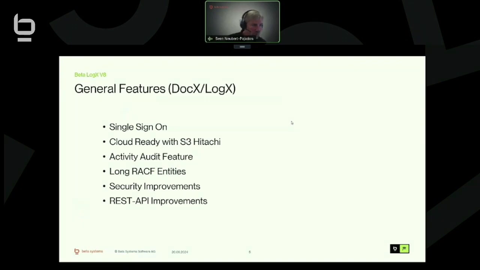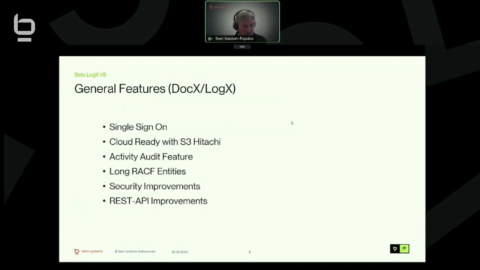First of all, there is the single sign-on that was briefly mentioned by Marcus in the session on Beta View. Then it is important that we are now cloud ready for S3 archiving with the Hitachi flavor. Activity audit feature, that's something I will briefly talk about. Then we have long RACF identities that we support with the new version 8. Security improvements have been included. And as usual, for the last one, REST API improvements have been made.